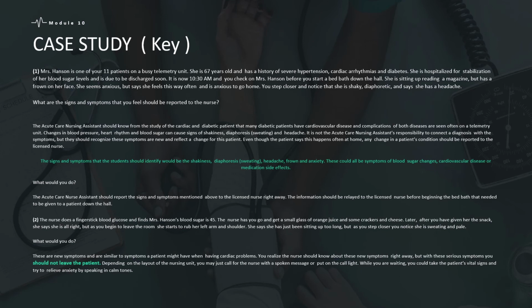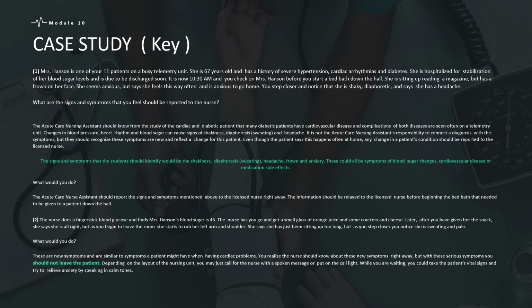The licensed nurse does a finger stick blood glucose and finds Mrs. Hansen's blood sugar is 45. The licensed nurse has you go get a small glass of orange juice and some crackers and cheese. Later, after you have gotten her the snack, she says she is all right, but as you begin to leave the room, she starts to rub her left arm and shoulder. She says she's just been sitting up too long, but as you step closer, you notice she's sweating and pale.